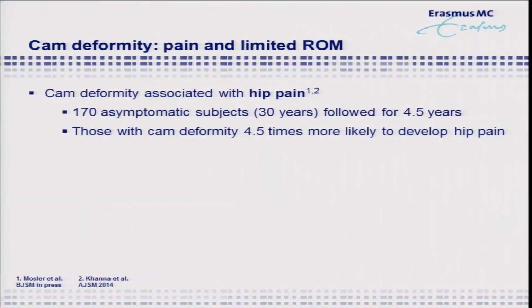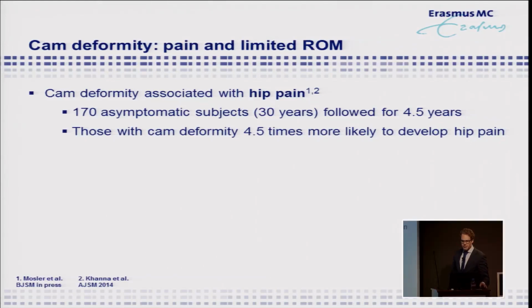But is it actually related to pathology? Yes, it might be. There is only one prospective study available in the literature. They studied 170 asymptomatic subjects with a mean age of 30 years. They were all asymptomatic at baseline, and they followed them up for 4.5 years. Those with a cam deformity were 4.5 times more likely to develop hip pain as compared with those without a cam deformity. But it is important to mention here that only 20% of the people with cam deformity developed hip pain.